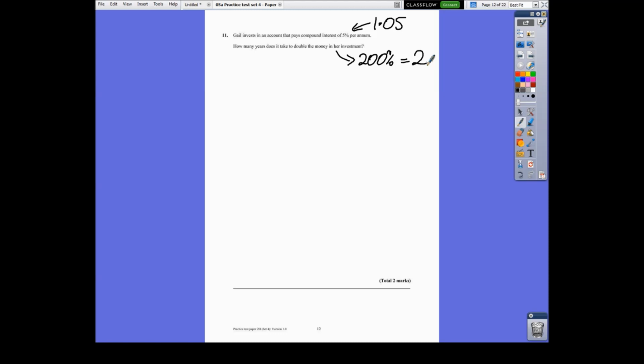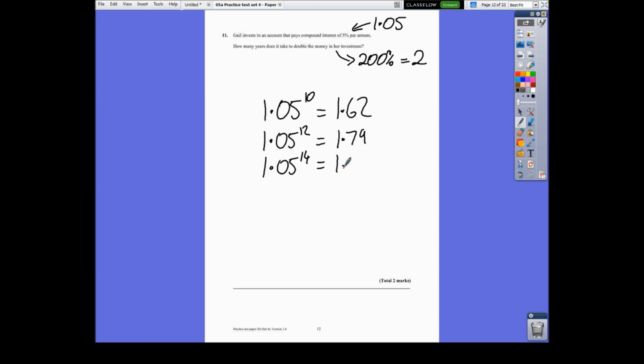So I'm going to start at 10 years. So 1.05 to the power of 10, that would give me 1.62. So she'd have got a 62% increase. I'm going to jump on a little bit further there because I'm still quite a way off. So I'm going to jump to 12. So 1.05 to the power of 12 would be 1.79. Again, I'm quite a way off. So I'm going to jump to 14. So 1.05 to the power of 14 would be 1.97. So she's got a 97% increase.